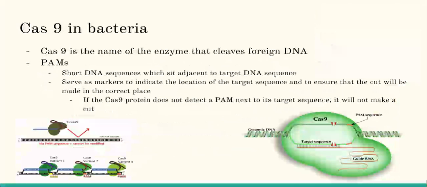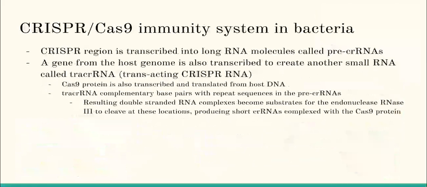The CRISPR-Cas9 immunity system in bacteria. The CRISPR region in bacteria is transcribed into long RNA molecules called pre-crRNAs. A gene from the host genome is also transcribed to create another small RNA called tracrRNA, short for trans-acting CRISPR RNA. The Cas9 protein is also transcribed in the CRISPR-Cas9 immunity system in bacteria.